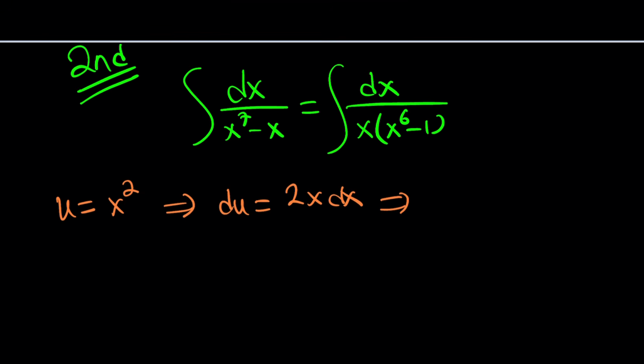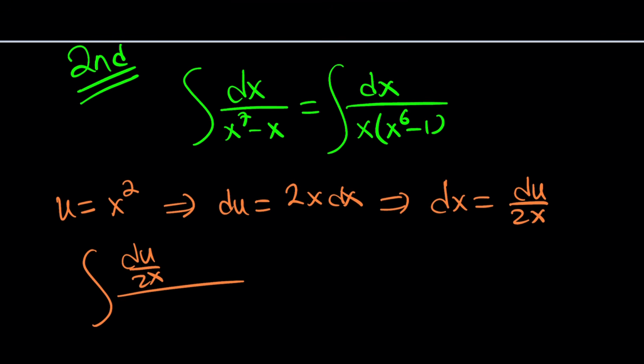Obviously, you can isolate dx and write it as du over 2x, since we don't have that particular expression. And then replace everything with what it is. Let's replace dx with du over 2x, and everything else will hopefully fall into place. We're going to replace, just x is going to stay the same, right?